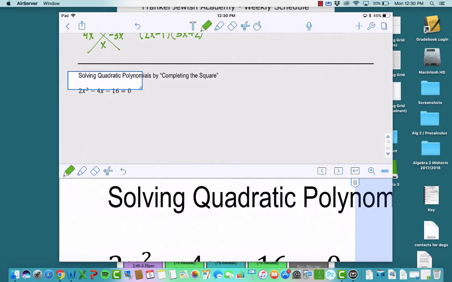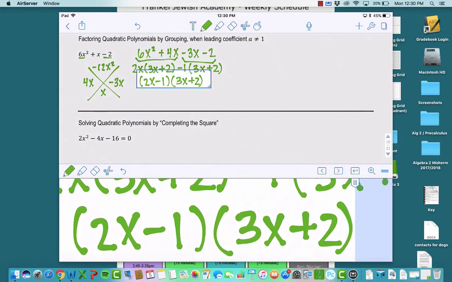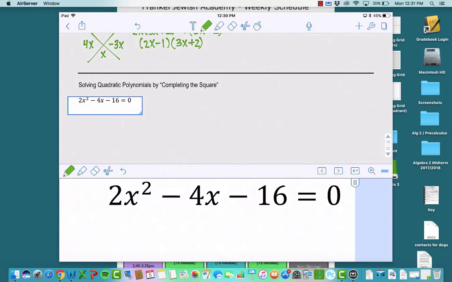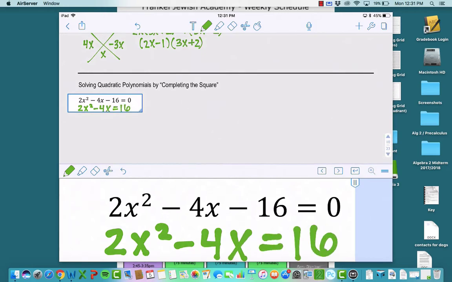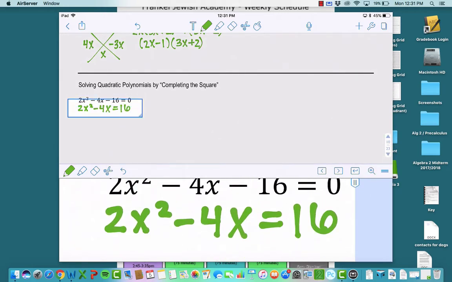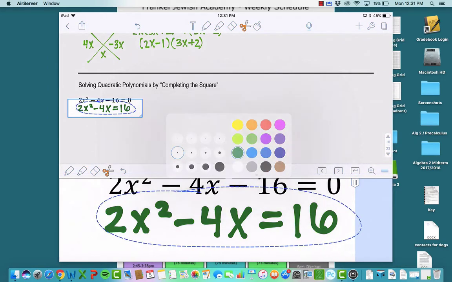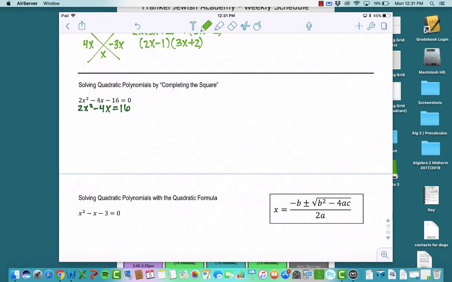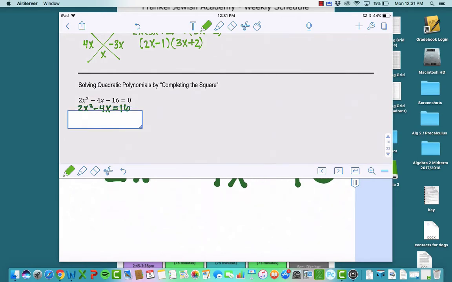Now this one says solving quadratic polynomials by completing the square, which means we're not going to get a factored form. It means we're going to get solutions, or x equals something, and that's okay. They're all interchangeable. So by completing the square, the first thing you do, 2x squared minus 4x, you separate the variables from the numbers. The next thing you do is you cannot complete the square when there's a number in front. So I'm going to divide it out. I get x squared.